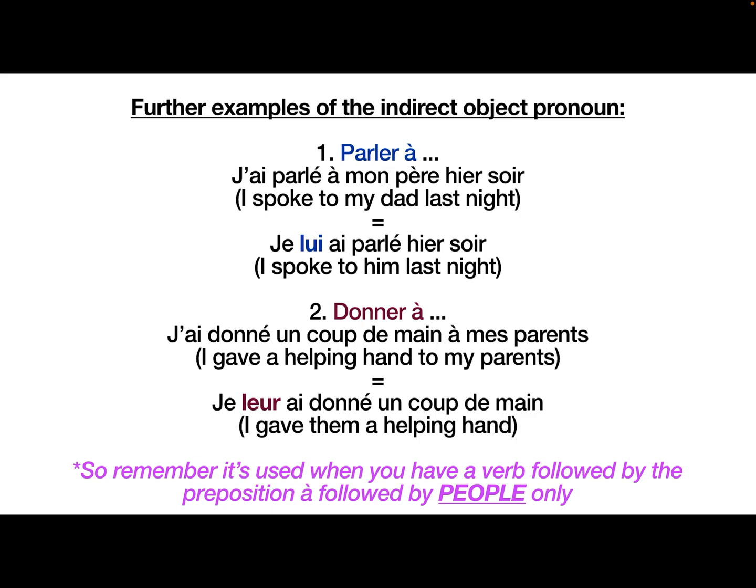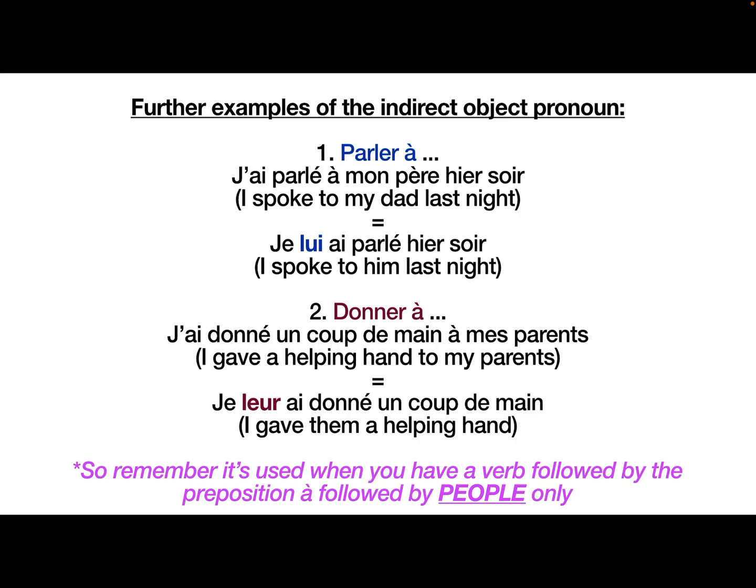Parler à, to speak to, talk to. J'ai parlé à mon père hier soir. I spoke to my dad last night. I want to say I spoke to him. So I drop to my dad, à mon père, and I replace it with to him. To him in French is lui, and I put it before my verb. Now in this sentence, it's the past tense, so you have a helping verb, past participle, put it before the helping verb. Je lui ai parlé.